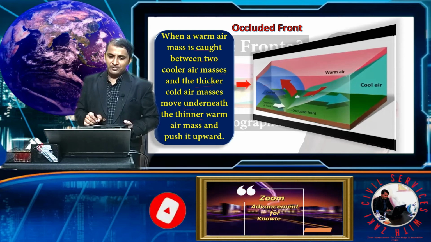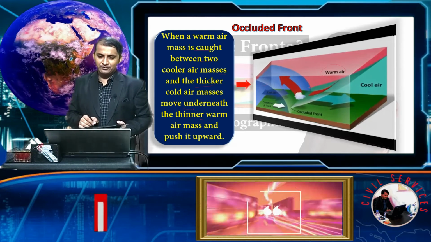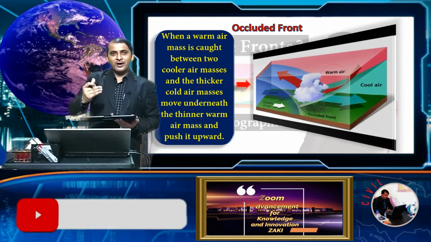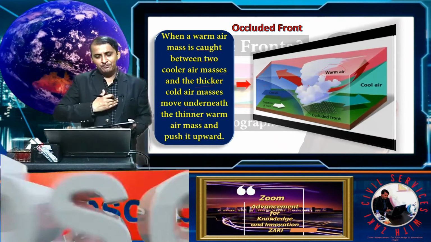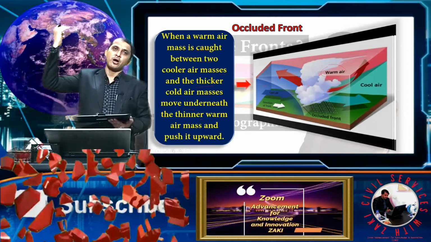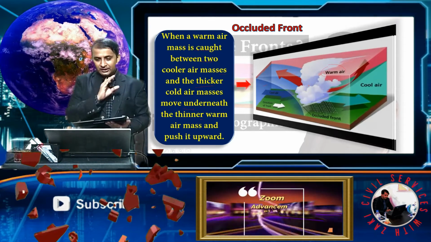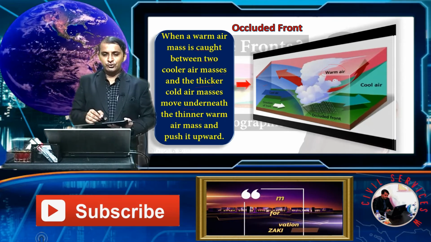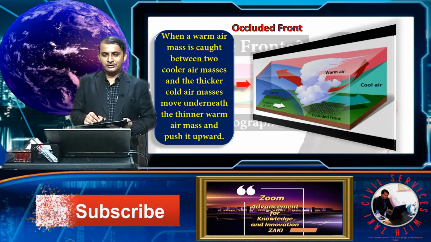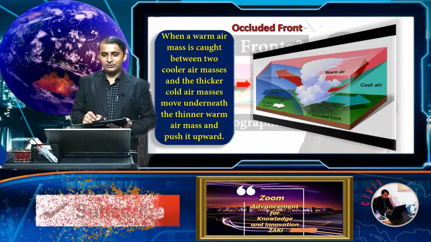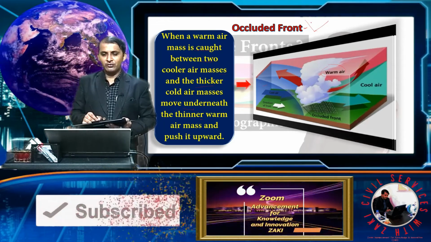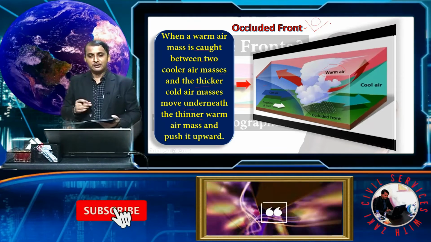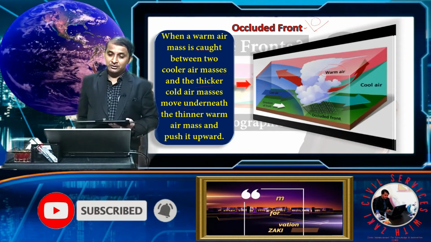So this warm air is trapped between these two fronts, and the warm air mass is completely lifted up from the ground. So you cannot find warm air on the ground. In this situation, this side is cold, and warm air is trapped between these two cold air masses. So that's why it is called occluded front.